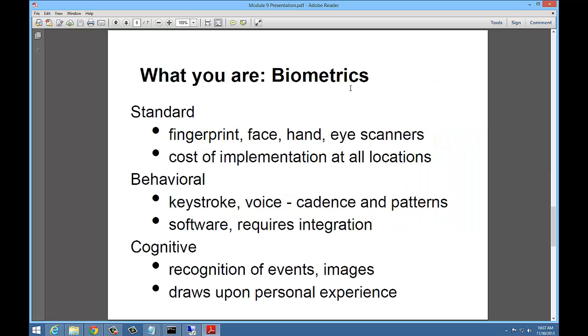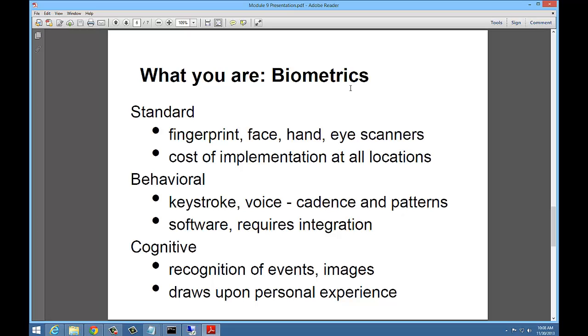What you are is the third part, and that could be biometrics. The standard ones are a fingerprint and a face. You could use facial recognition, which a lot of tablets are now doing with their cameras. You could use a hand. Sometimes even bone scanners are used inside the hands because of their uniqueness. There are eye scanners. And of course, you have to look at the cost of implementation for all the locations. If you have a lot of locations and something like a bone scanner, it might be too expensive to use. On the other hand, fingerprint scanners are very cheap, but they're also easy to defeat. So you have to look at cost versus security levels.